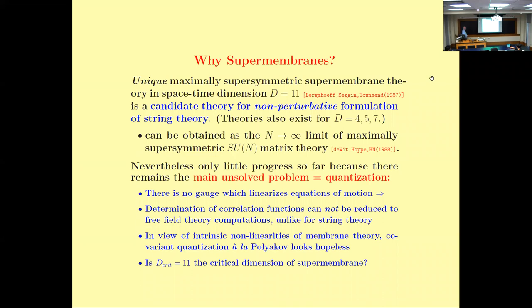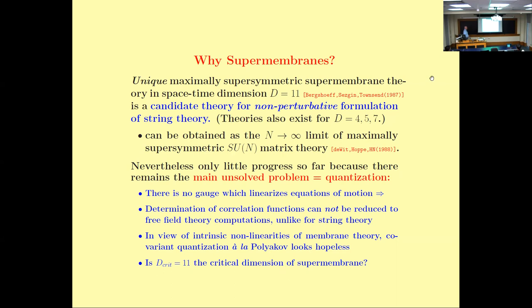Now, the other result here, back to my own work with Bernard de Wit and Jens Hoppe of 1988, is that this theory can be obtained as the N to infinity limit of a maximally supersymmetric SU(N) matrix theory. I will explain this connection.